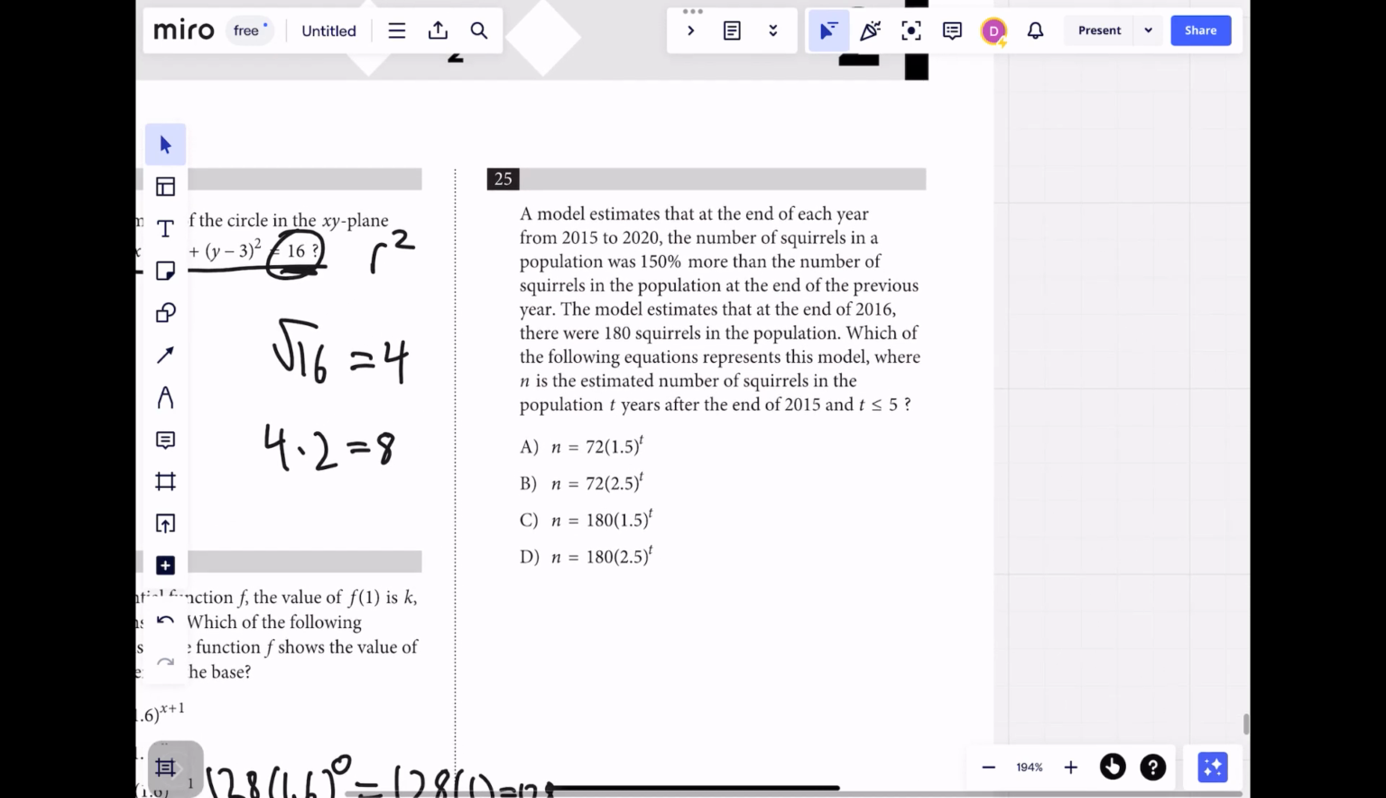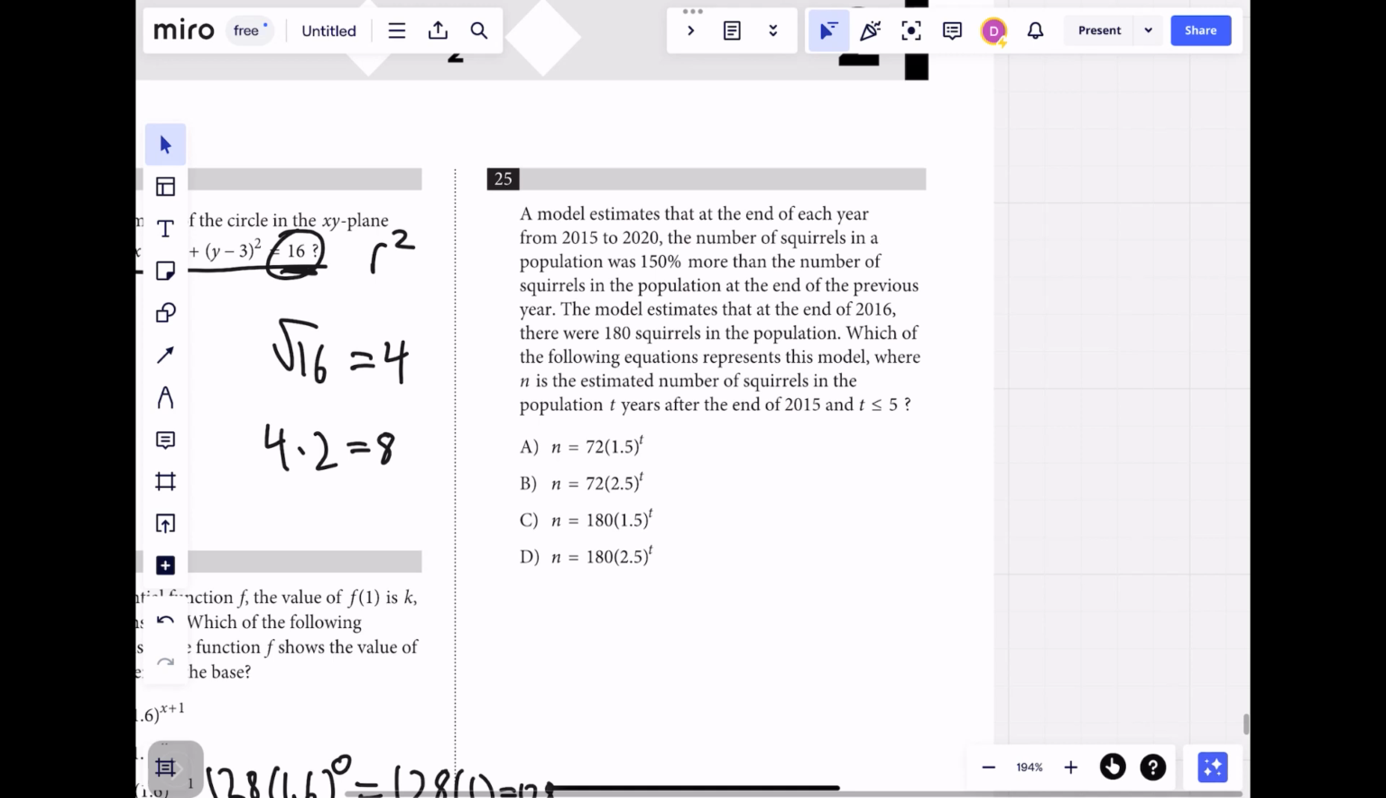The model estimates that at the end of each year from 2015 to 2020, the number of squirrels in the population was 150% more than the number of squirrels at the end of the previous year. The model estimates that at the end of 2016, there were 180 squirrels in the population. Which of the following equations represents this model, where n is the number of squirrels in the population t years after the end of 2015?